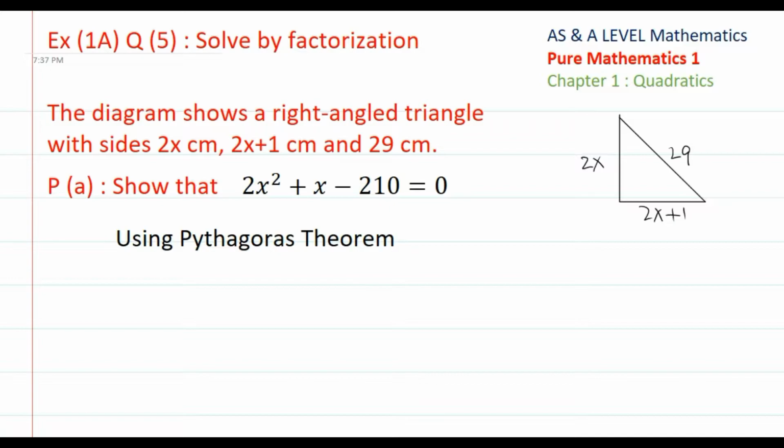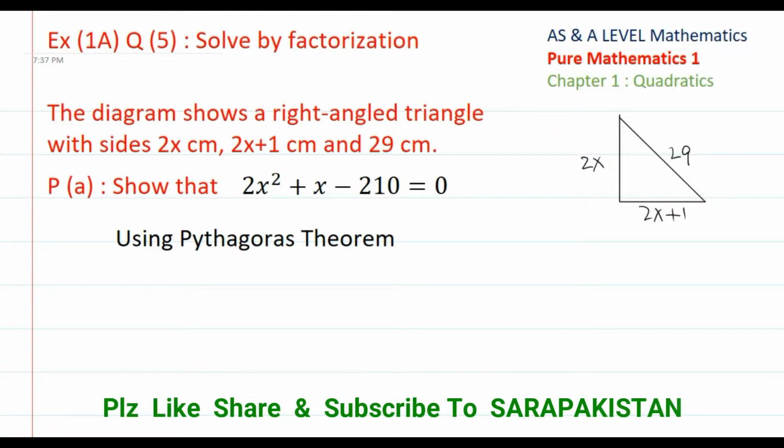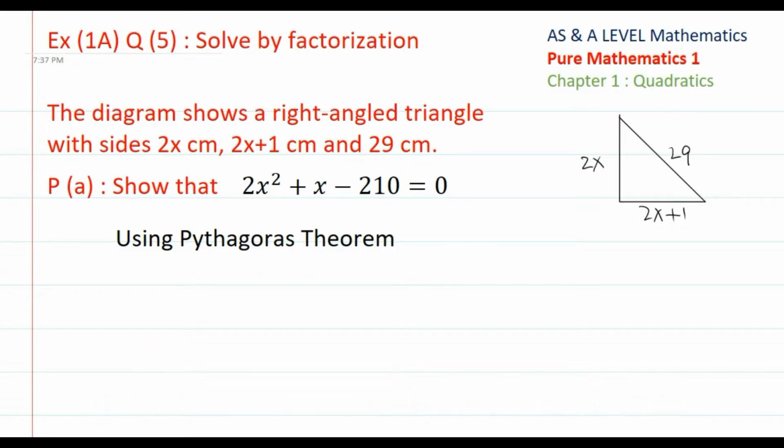Today's topic is factorization. We are going to solve question number 5, part A. The question says, the diagram shows a right-angled triangle with sides 2x centimeter, 2x plus 1 centimeter and 29 centimeter. Part A is, show that 2x square plus x minus 210 equals 0.